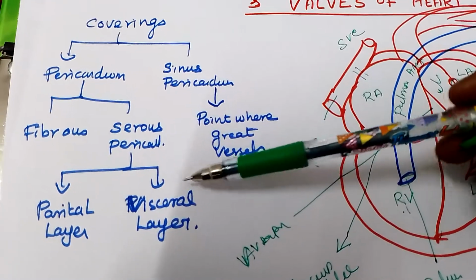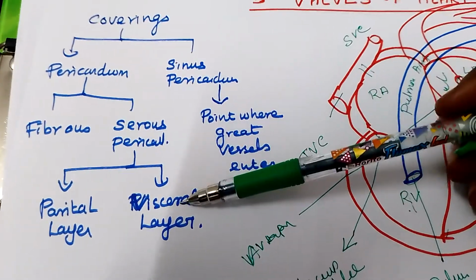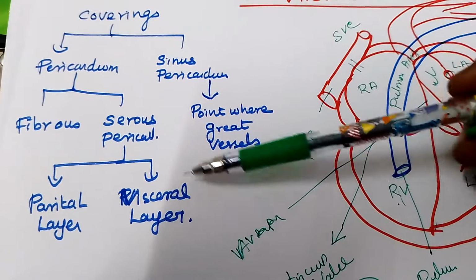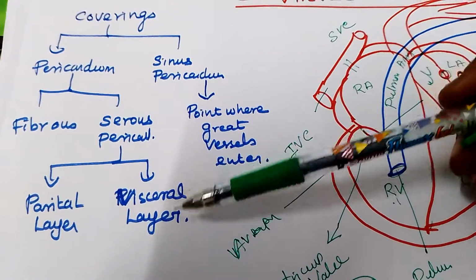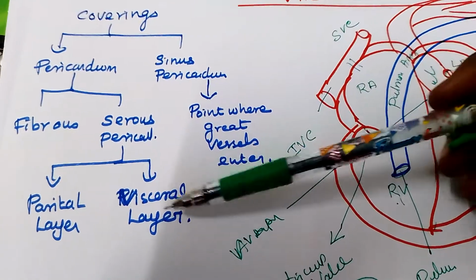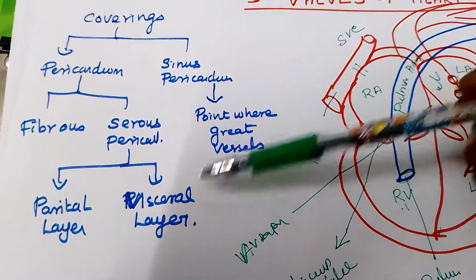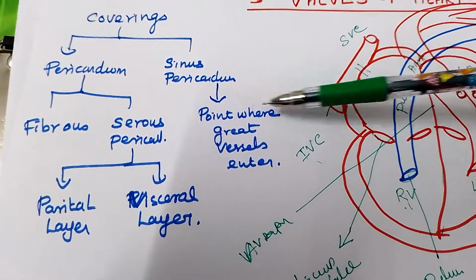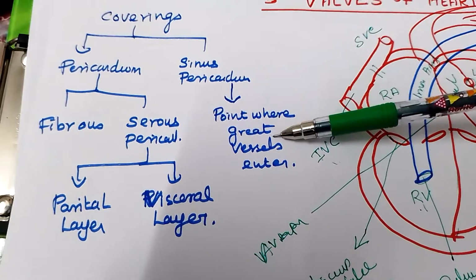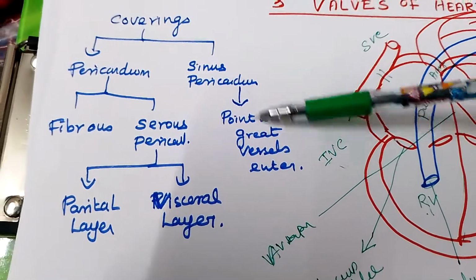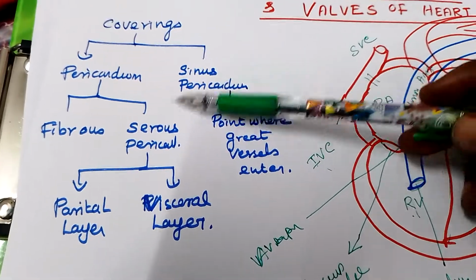The serous pericardial visceral layer is the layer covering structures like the aorta and pulmonary valve, all these coverings are mainly by this layer. And what is sinus pericardium? The point where the great vessels enter, where the sac is formed, is called the sinus pericardium. So these are the coverings of the heart.